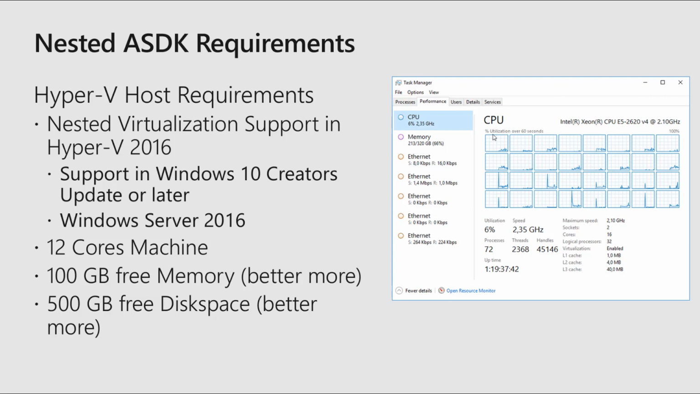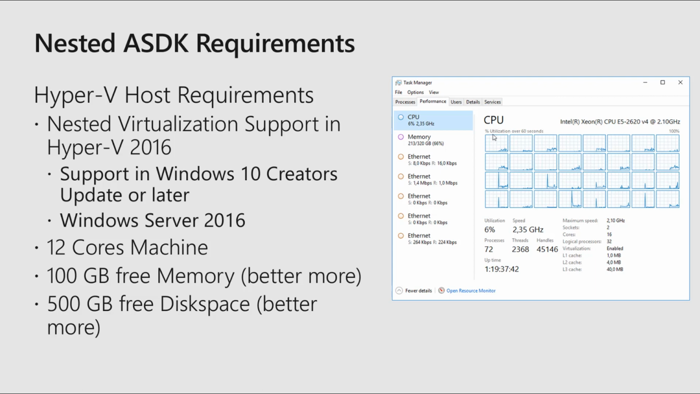More is of course better. You need half a terabyte of disk space, because if you deploy Azure Stack Development Kit, it will at least consume 500 gigabytes. More is of course better. You need a virtual machine with 12 cores. So this is the first tweak.